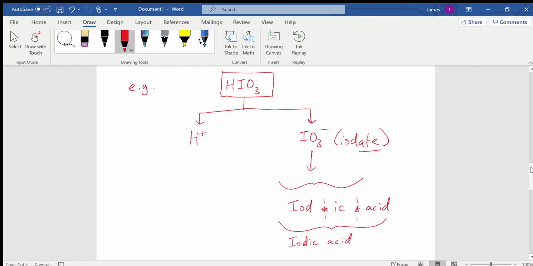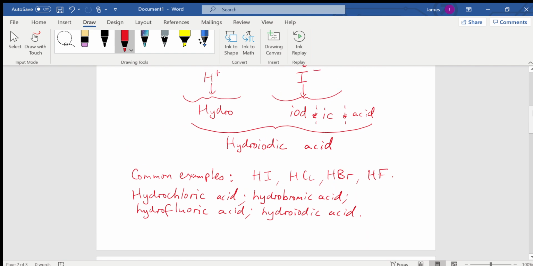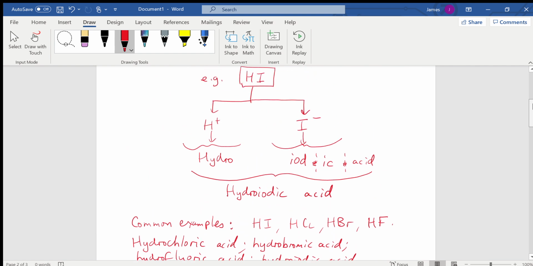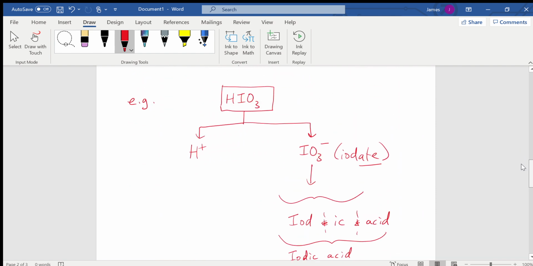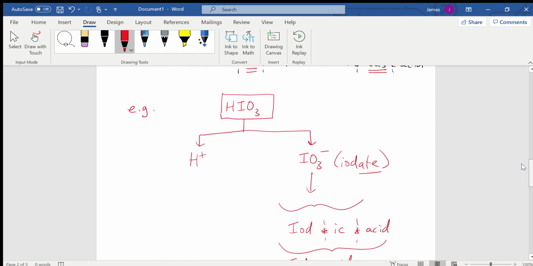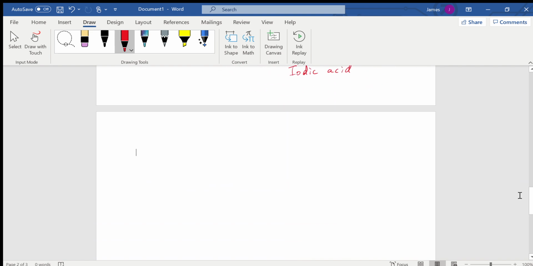So compare iodic acid with hydroiodic acid. You have to be careful. Hydroiodic acid is not just iodic acid with hydrogen. It's completely different. So you really have to keep your wits about you with acid nomenclature. Let's look at one more example just because we have a bit of space. We'll do a couple more examples.